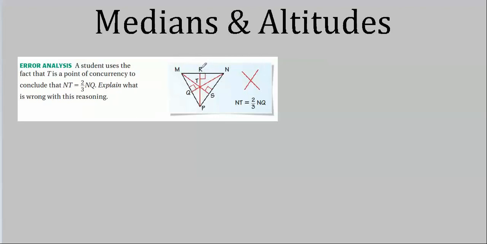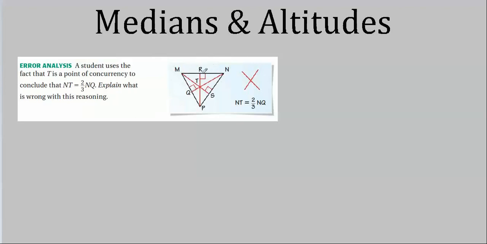Well, that's fine, but you're kind of mixing things up if you do that, because he drew in altitudes, but he's using a property of medians. You can't mix them up like that. If you're going to draw in altitudes, then you have to use properties of altitudes. If you're going to use a property of a median, then you have to draw in a median.